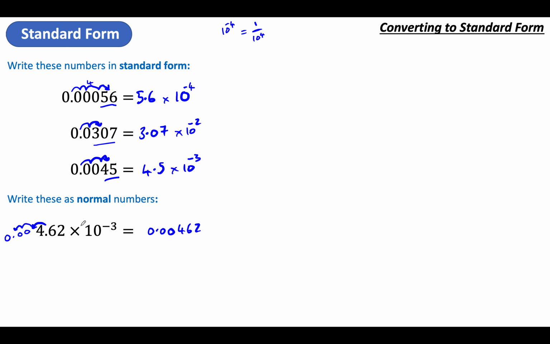So really it's 0.00462. It's moved 3 places smaller, and just have a little check of that. Go backwards with it. 1, 2, 3. Yes, the decimal point would be in the right place. So it's not quite as neat and easy, these ones.